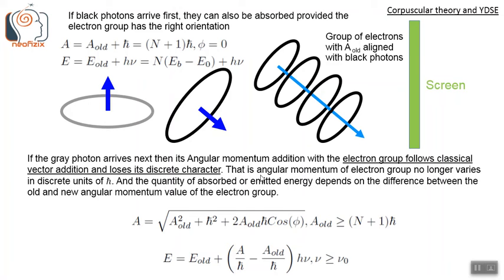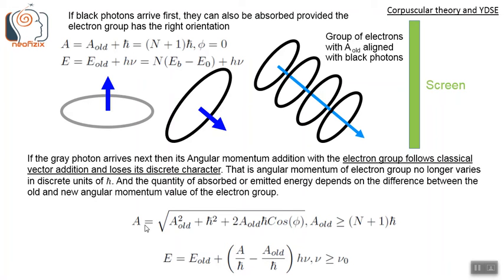But even then this becomes discrete at two values. At phi equals 0, it just becomes this, and at phi equals 180, it becomes the opposite of this. It becomes n minus 1 h bar and minus h, and it gives out energy when phi equals 180. So the angular momentum of the electron group no longer varies in discrete units of h bar, and the quantity of absorbed or emitted energy depends on the difference between the old and new angular momentum value of the electron group.